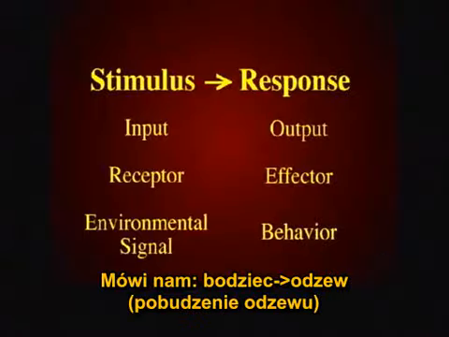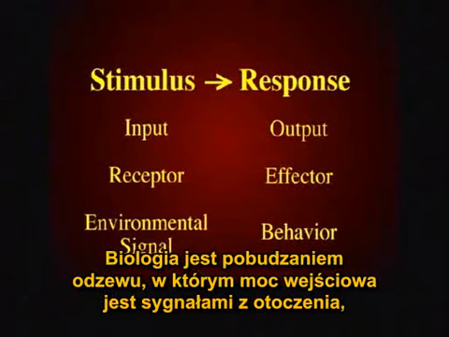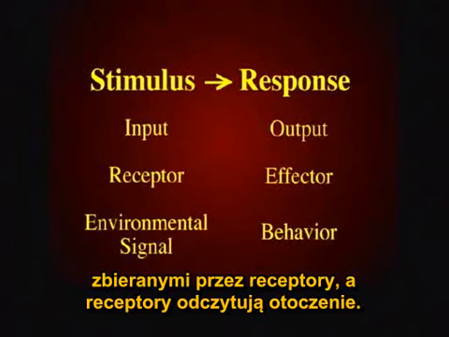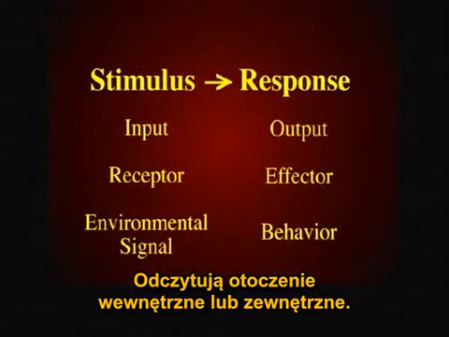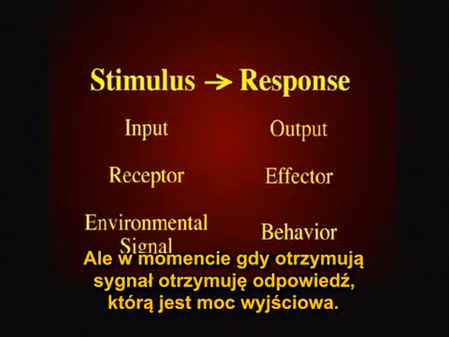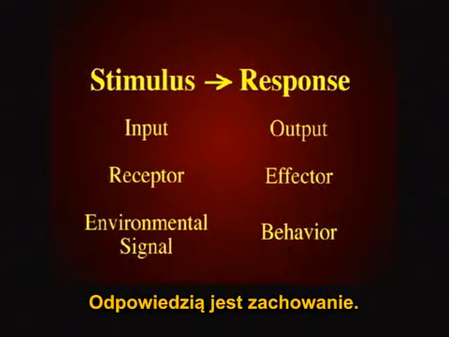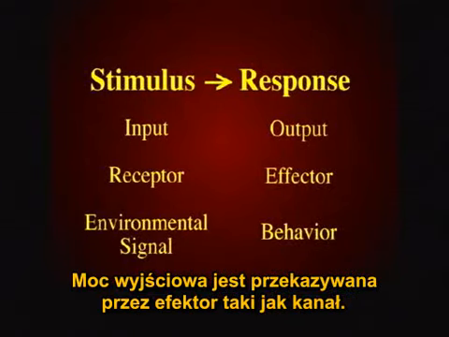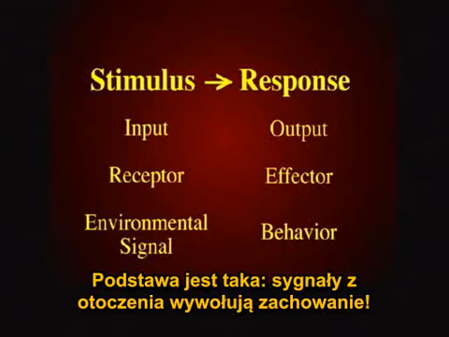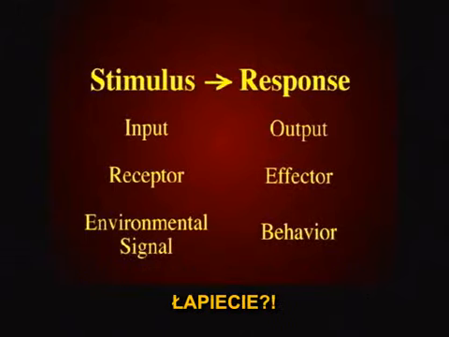It says stimulus response, that biology is stimulus response, that the inputs, the signals from the environment, are collected by the receptors, and the receptors read the environment, whether they're reading the external environment or the internal environment. But once they receive a signal, I get a response. That's the output. Behavior is a response. So the output is mediated by effectors, such as the channel. So the bottom line is this. Environmental signals elicit behavior. Got it?